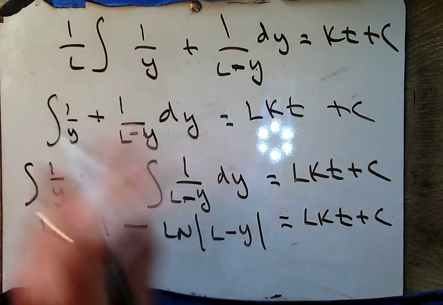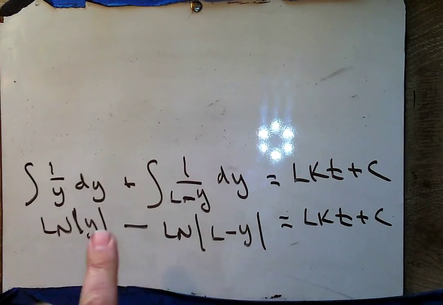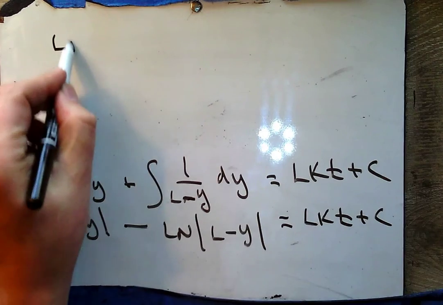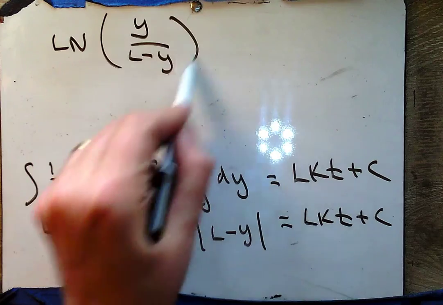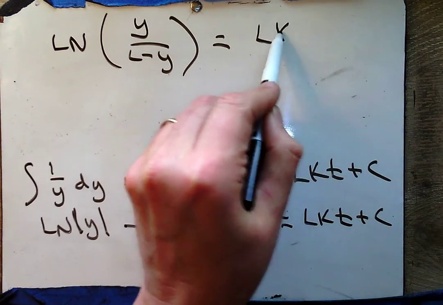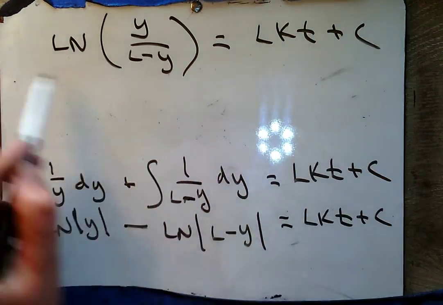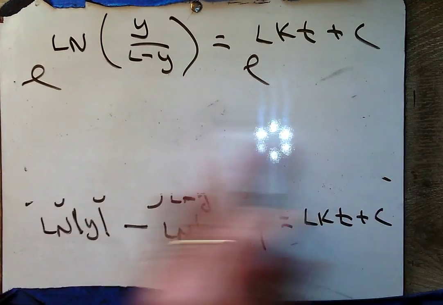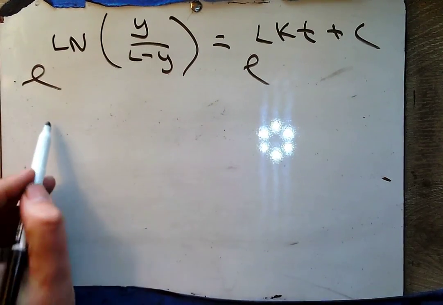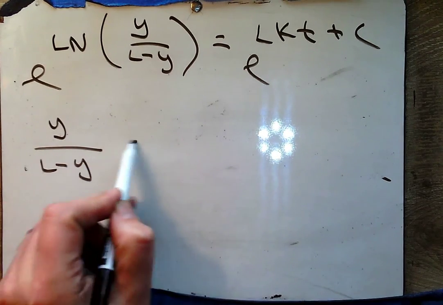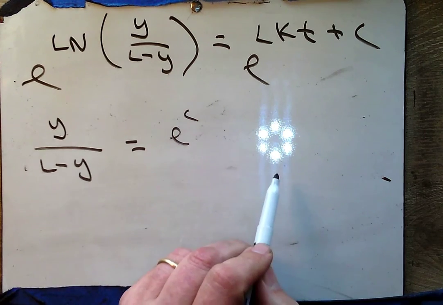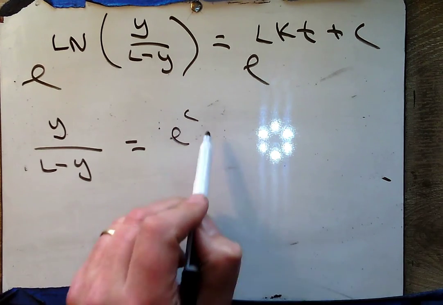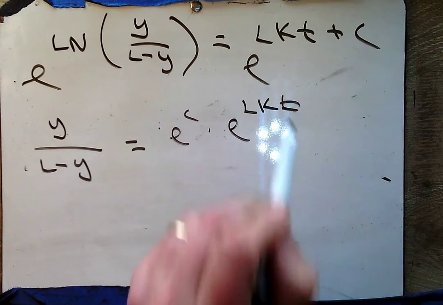Now you know what I'm going to do? I'm going to use my log properties from Algebra 2 to say two logs joined with minus means I can combine them into one log with division. And now exponentiate. And so we're going to get y over L minus y equals, what do we have here? e to the C times e to the LKT.